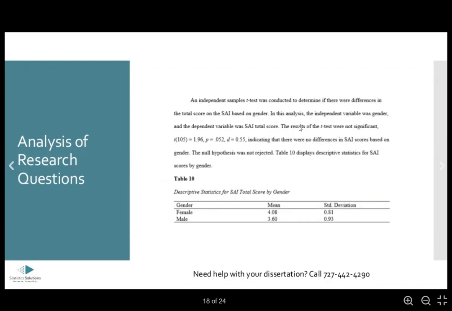And they're letting us know that the results of the t-test were not significant and reporting the relevant statistics in APA format. So we have our degrees of freedom here in the parentheses, the value of the t, the p-value, and then we also have some effect size over here.